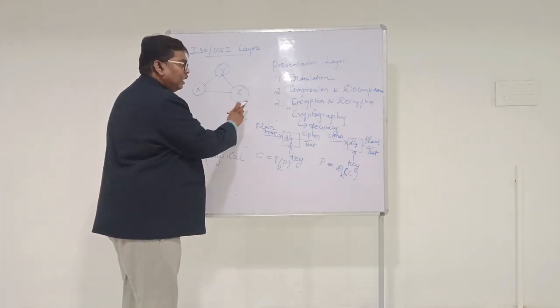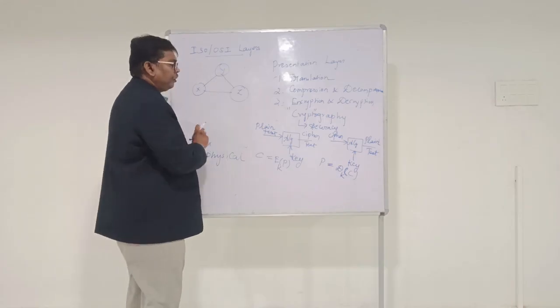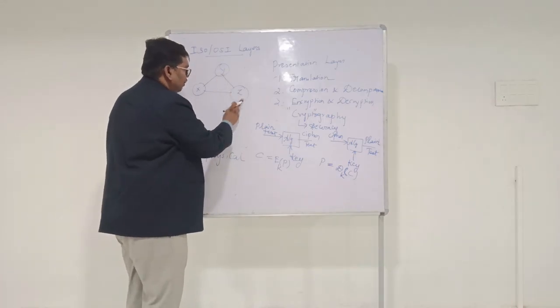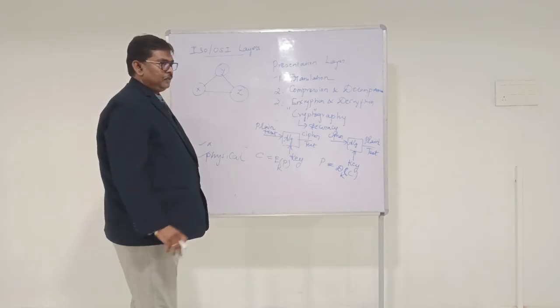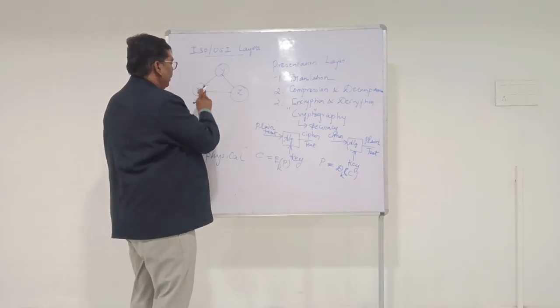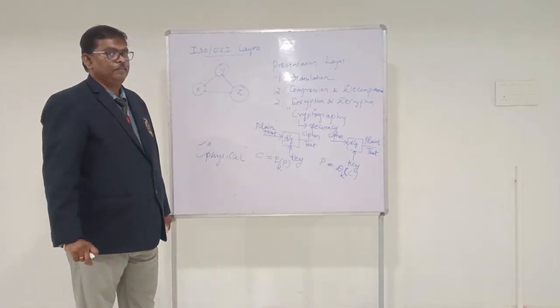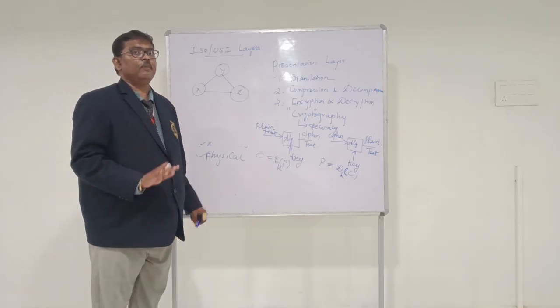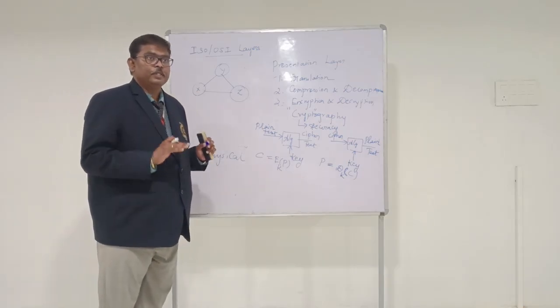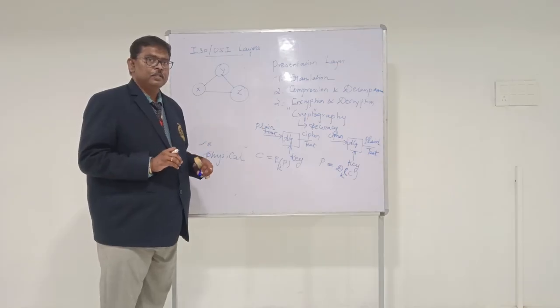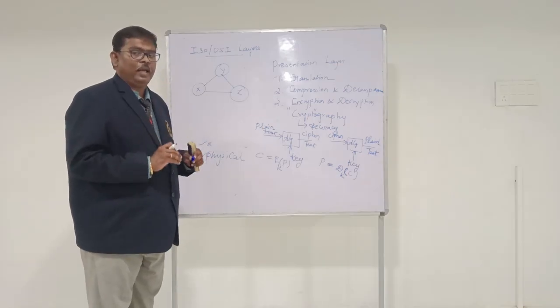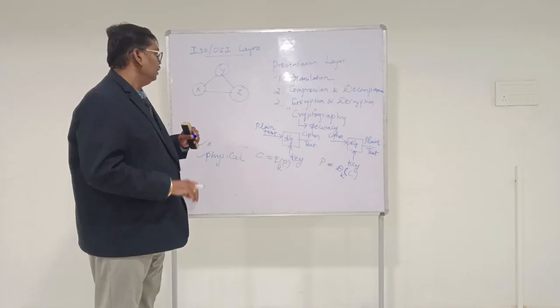X's public key is available with Z and Y. Y's public key is available with X and Z. Z's public key is available with Y and X. But their own private keys are with them alone. It means it's private. So the private key is only available with them alone.